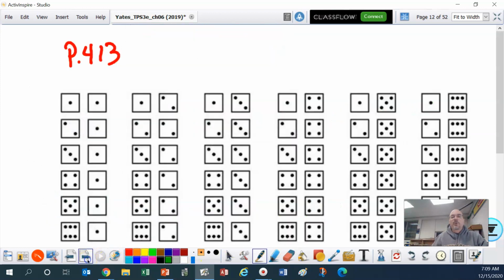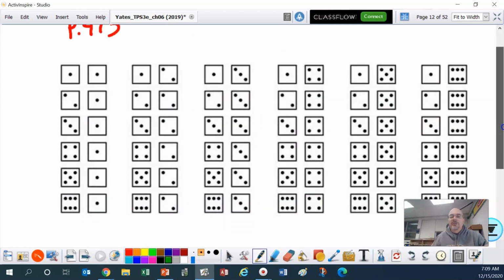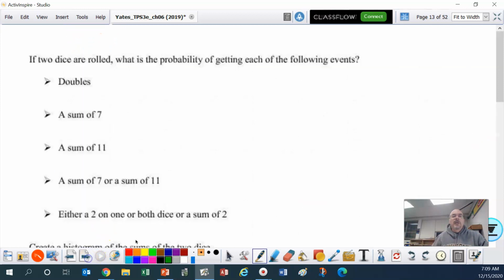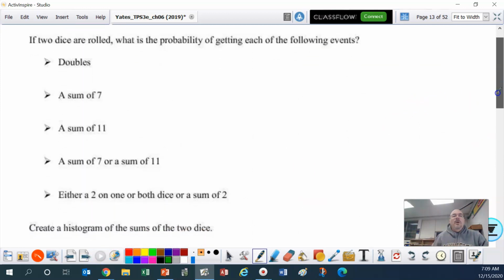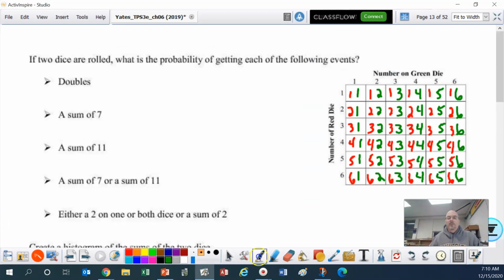All right, let's answer some questions. Here is all of the different ones. If two dice are rolled, what is the probability of getting each of the following events? I'm going to take a moment, folks, to copy over that table that I made, that chart, so that I don't have to flip back and forth. I'll be right back. All right, I got it copied over. Isn't that cool? Just like that, it's there.